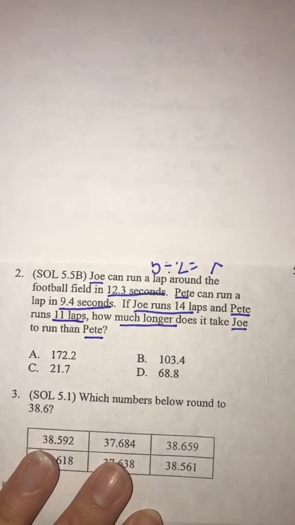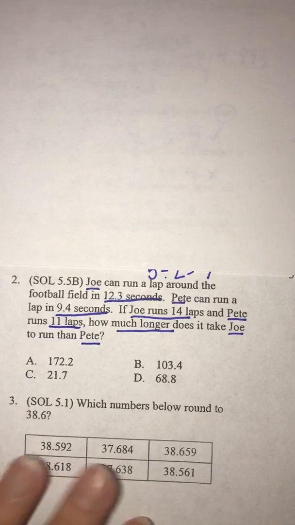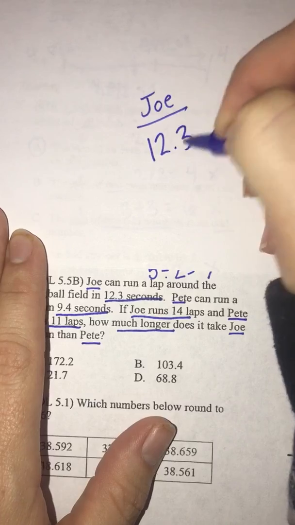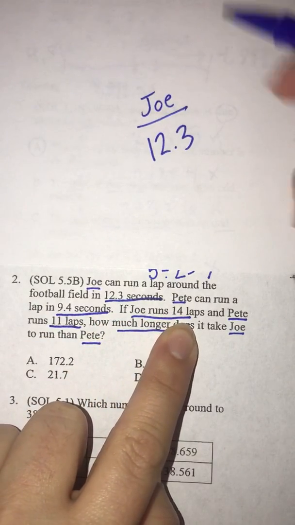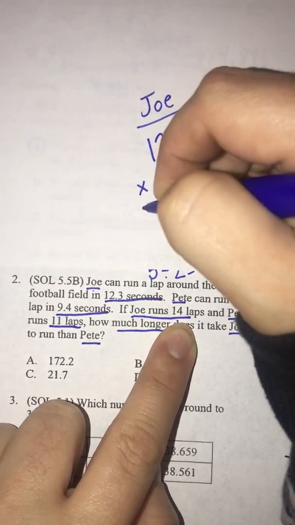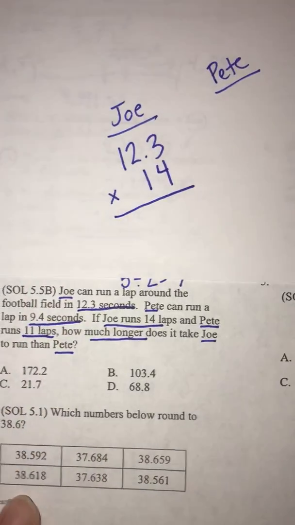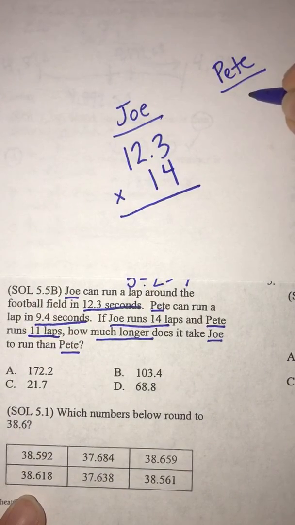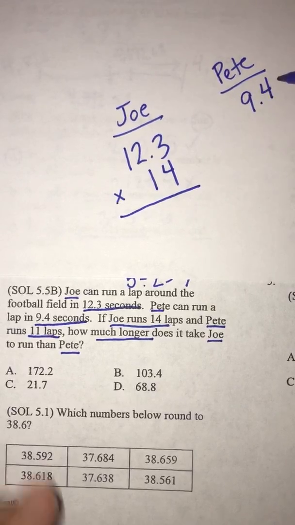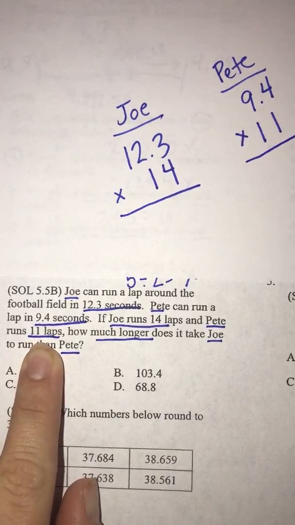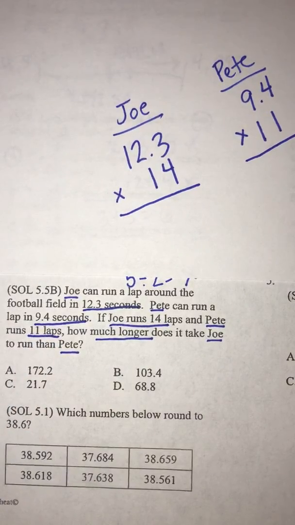I hope you have the answer to number 1. So Joe can run a lap in 12.3 seconds, and he's going to run 14 laps. All right, and then Pete can run a lap in 9.4 seconds, and he's going to run 11. All right, I am not going to be able to show you my calculator screen, but since this is a word problem, you are free to use a calculator.